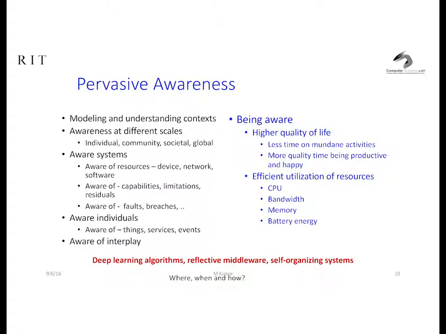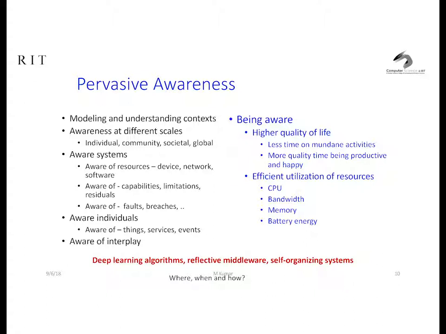So I spoke about pervasive awareness. On one hand, we need to make systems that are aware. The system should be aware of what is happening. And on the other hand, the context recognition and sensing capabilities of devices and things around us should help us understand what is going on around us. So these are the areas that will be of interest to research, for example, modeling and understanding context.